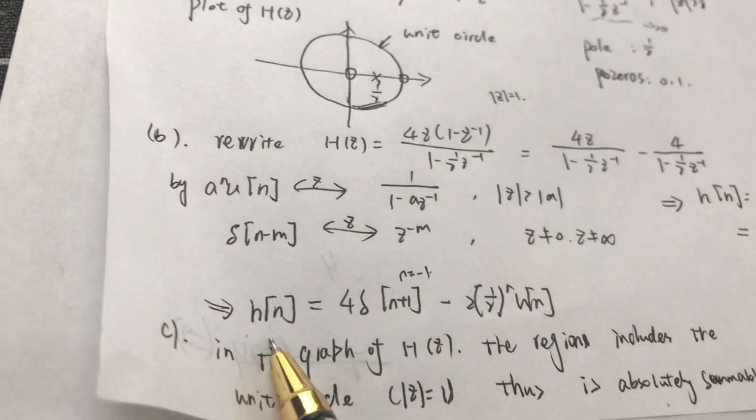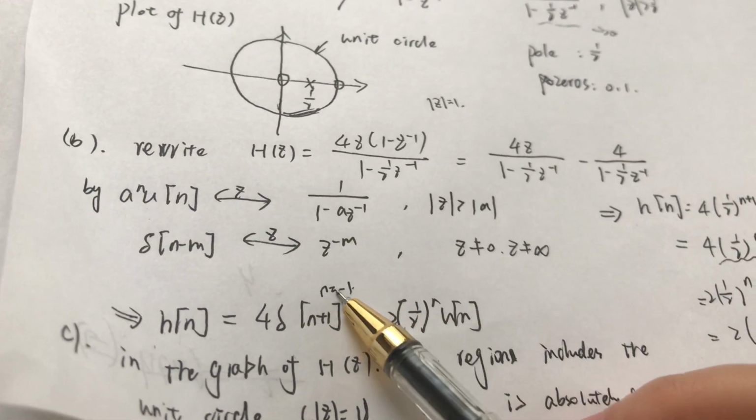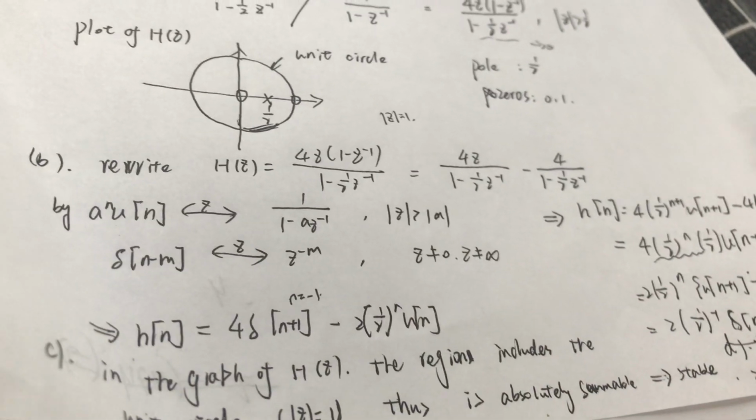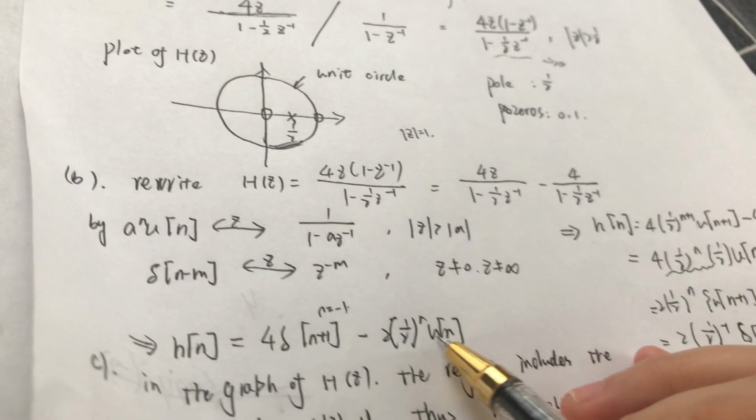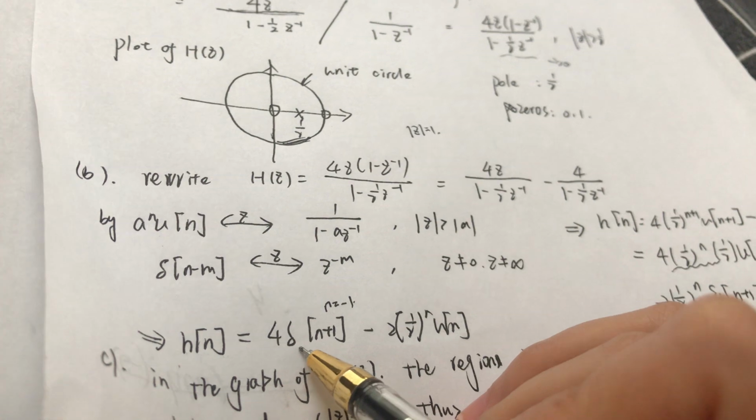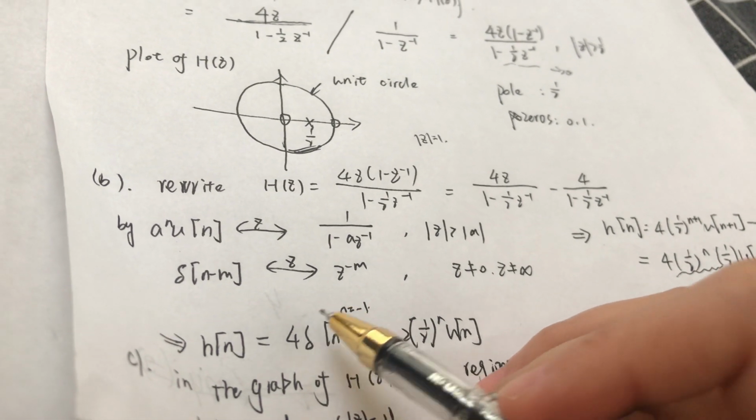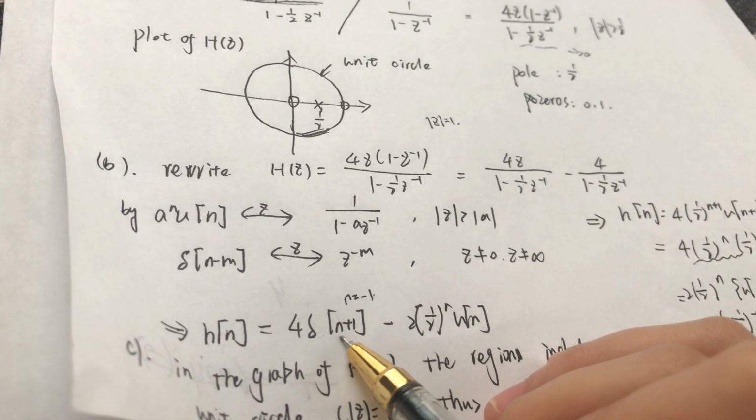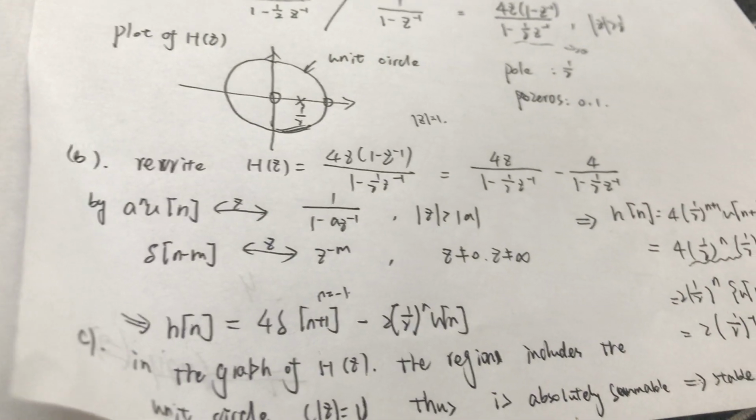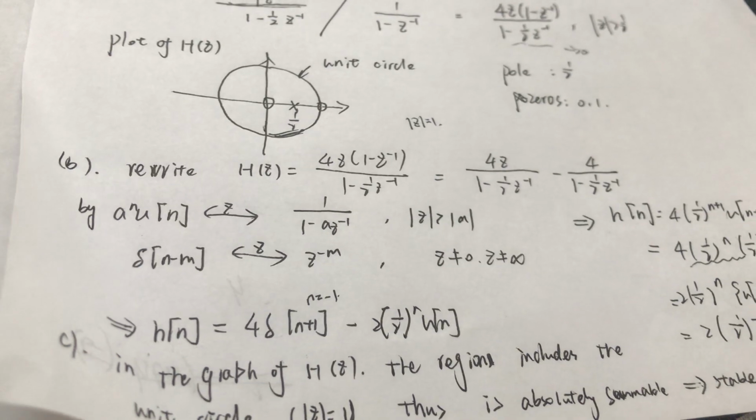But for h[n], we know that h[n] is equal to this one. It starts from n equal to minus 1. But when n equals minus 1, in order to know h[n], we have to know delta[-1+1], which means we have to know delta[0]. And delta[0] is a future input, which means the system also depends on the future inputs. Thus, the system is not causal.